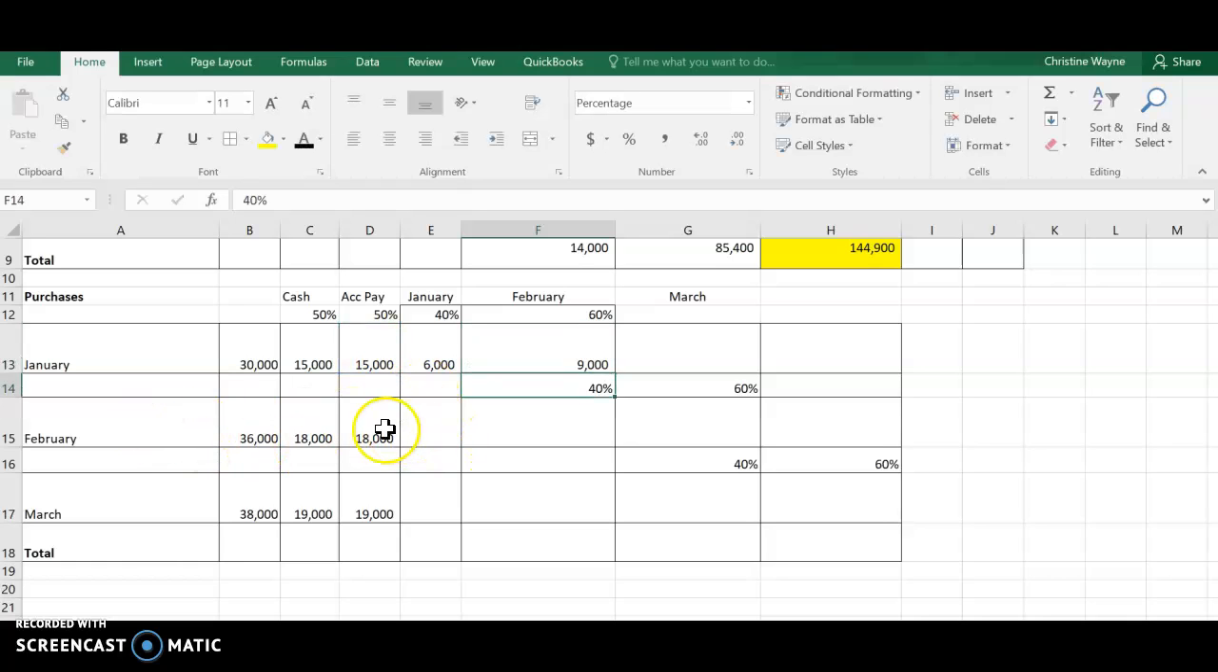And I'm going to do that again in February. Here's the amount I owe. For that first month is 40%. And then in March, it would be the 60%. And I'll do that again for the March purchases. 19,000 of that is in accounts payable. So the first time I'm going to pay for that is in March. And I pay 40% during March. I would pay 60% during April.